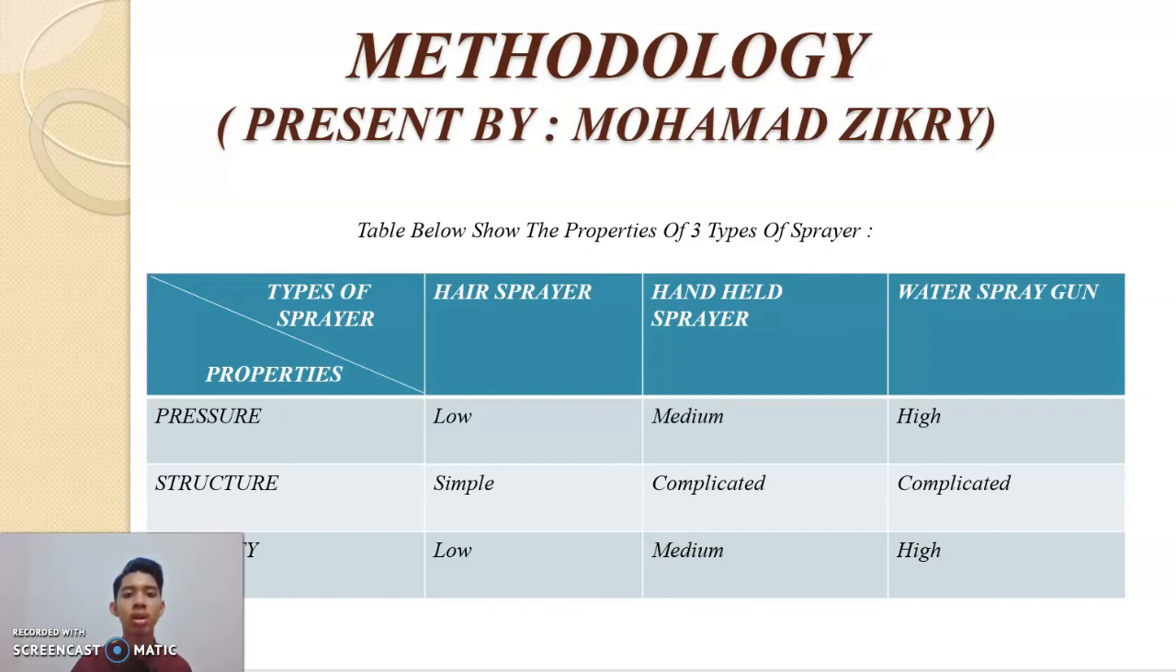This is because it has enough pressure to drain the water. Besides, its complicated structure gives it excellent performance. Moreover, the resulting velocity is high due to its high pressure.